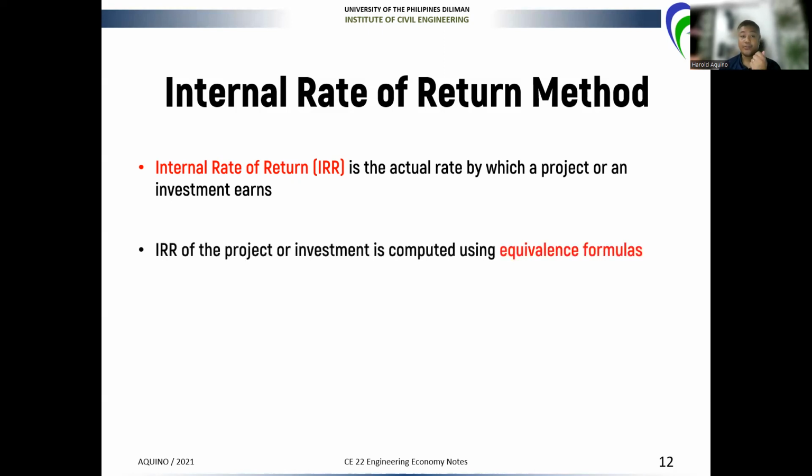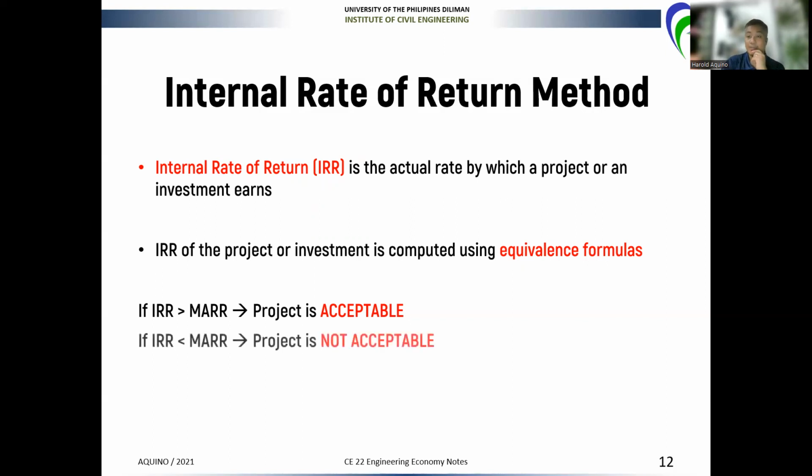So the IRR of the investment or a project is computed using equivalence formula as well. To find the IRR, we just need to equate the cash flow to 0 and then calculate for I, and that will be the project's IRR. If the IRR is greater than the MARR, it means the actual or internal rate of return of the project is greater than what we want to earn, which is the MARR, then the project is acceptable. Otherwise, the project would not be acceptable.